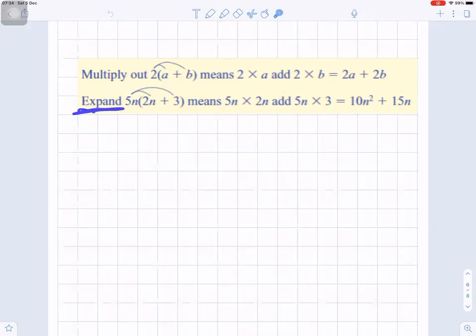Expand, it means multiply out. 5n times 2n. 5 times 2 is 10. n times n is n squared. 5n times 3. 5 times 3 is 15, and that gives you 15n. So the answer is 10n squared plus 15n.